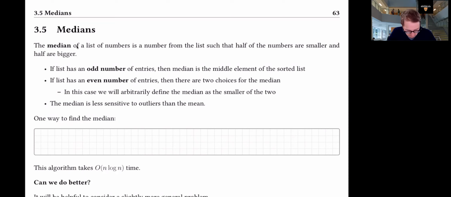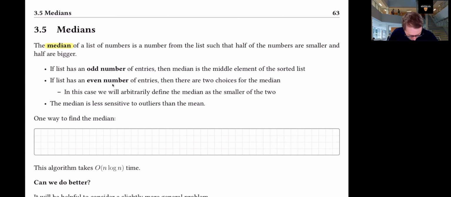So the median of a list of numbers is a number from the list such that half the numbers are smaller and half are bigger. So it's like the central element. If the list has an odd number of entries, then the median is the middle element of the sorted list. If it has an even number of entries, then there's two choices for the median.